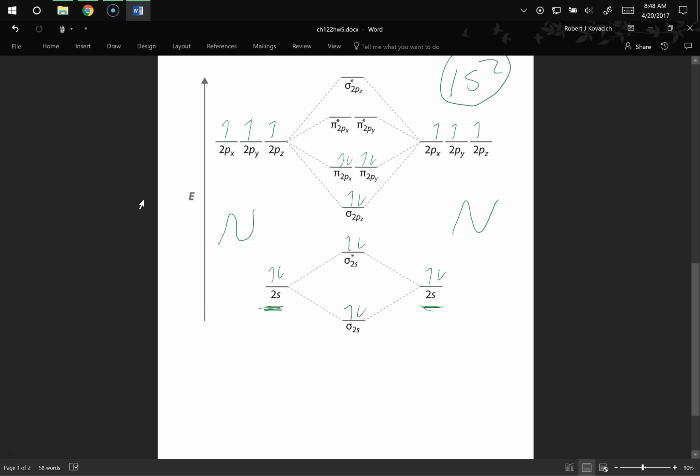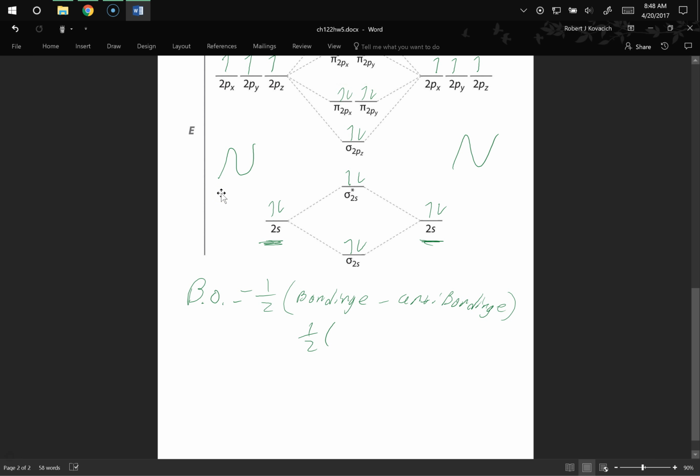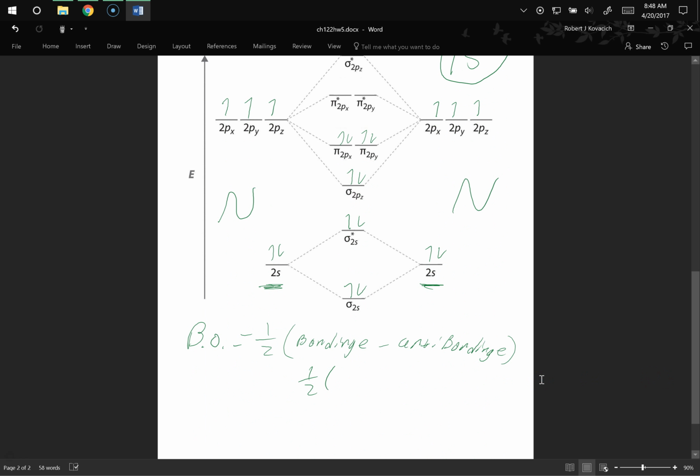So then the question is about bond order. So the bond order is telling me how many bonds I'm going to have. So 1/2 times bonding electrons minus antibonding. So how many bonding electrons do we have? These are bonding electrons. These are, and these are. Why is that one the antibonding? So I've got 8 bonding. I've got 2 antibonding. That tells me I'm going to end up with a 3 here.